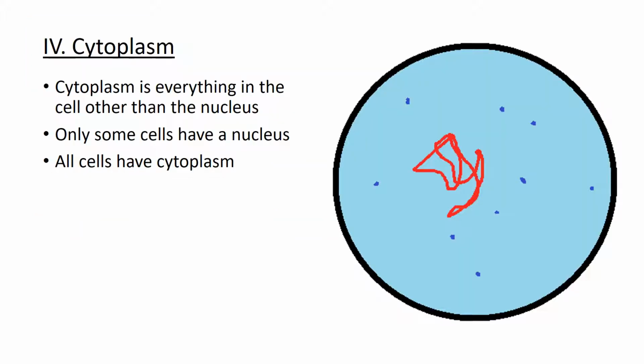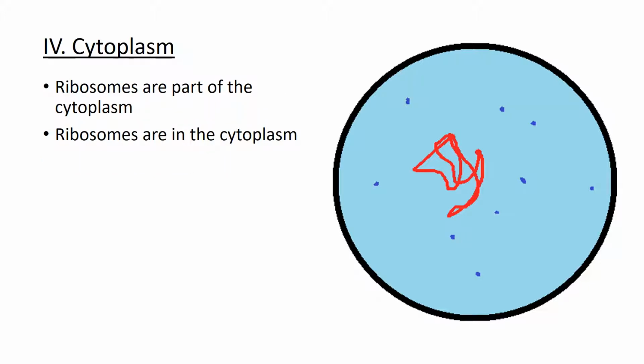Finally, let's take a look at the cytoplasm. The cytoplasm is everything in the cell other than the nucleus, and only some cells have a nucleus. If we take a look at our diagram, we have the black representing the cell membrane, the red representing the DNA, the dark blue dots representing the ribosomes, and the light blue representing the cytoplasm. When we say that everything in the cell other than the nucleus is the cytoplasm, do we mean that ribosomes are part of the cytoplasm? Yes, we do.